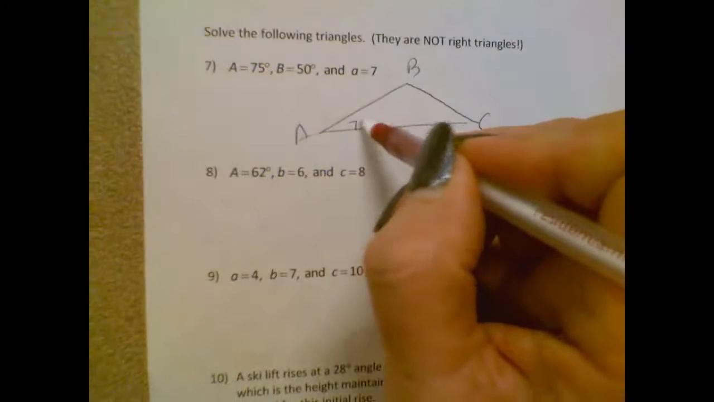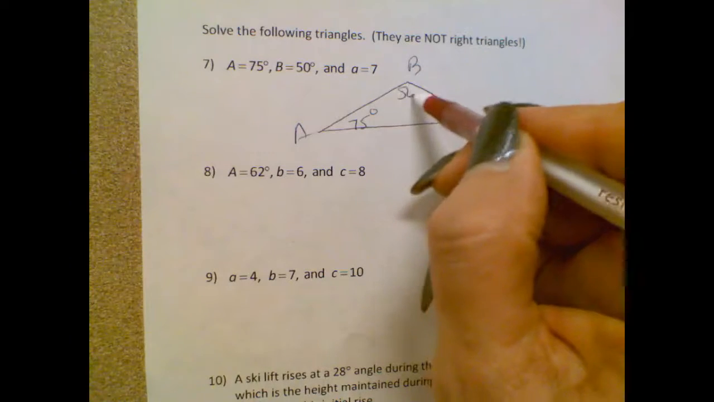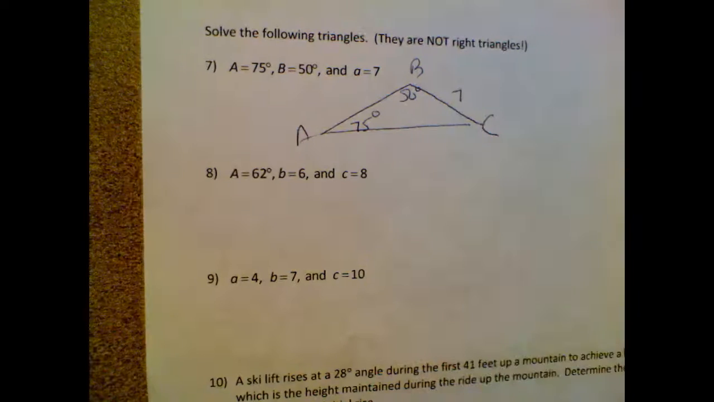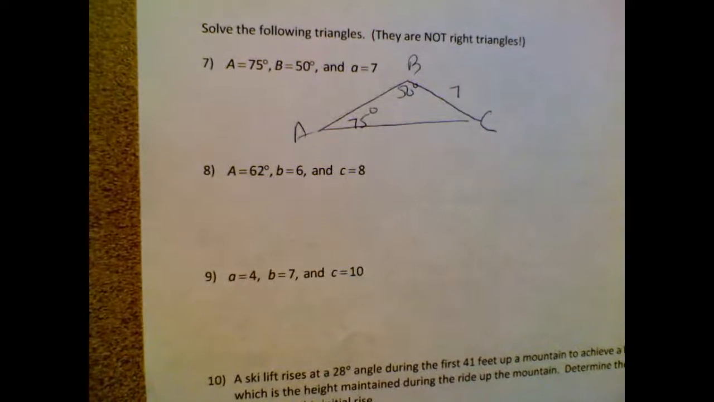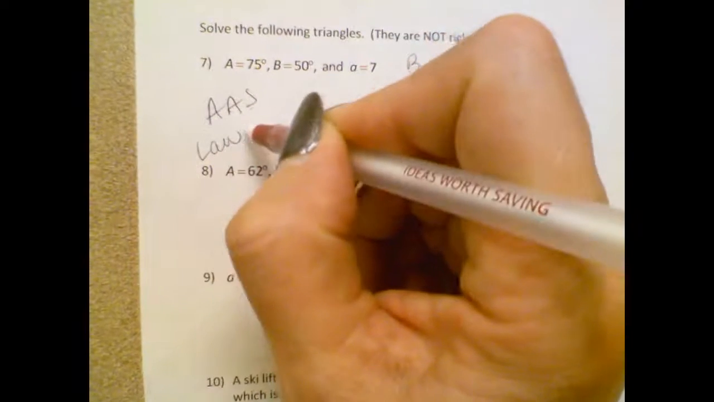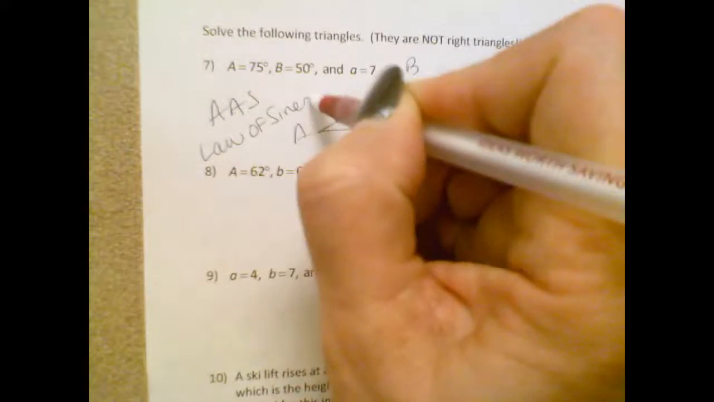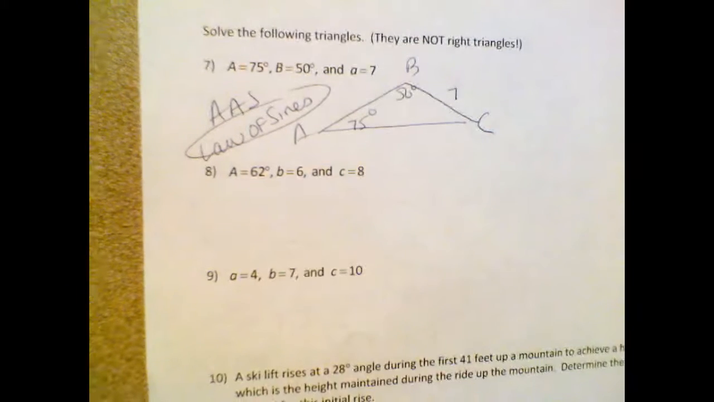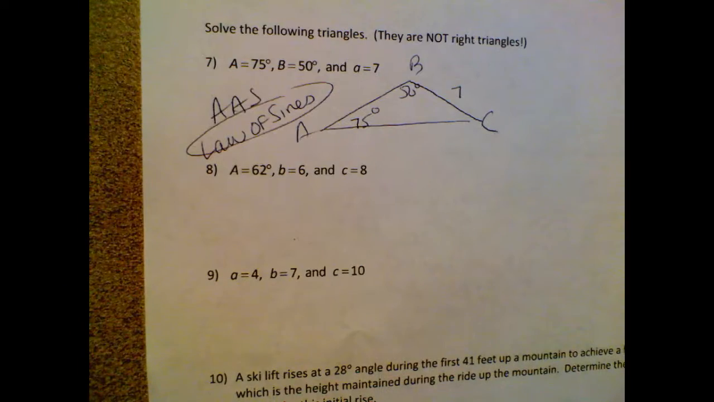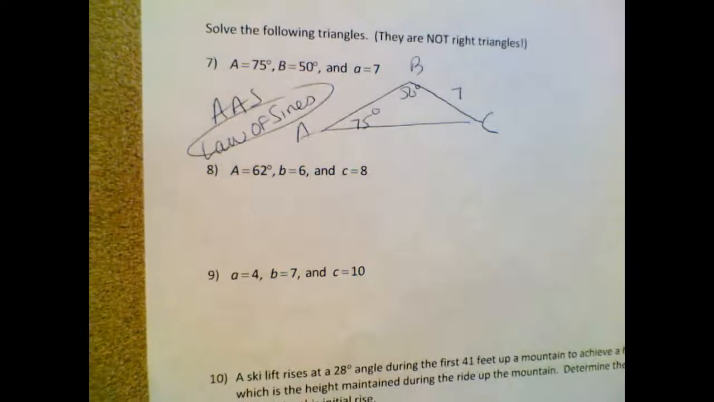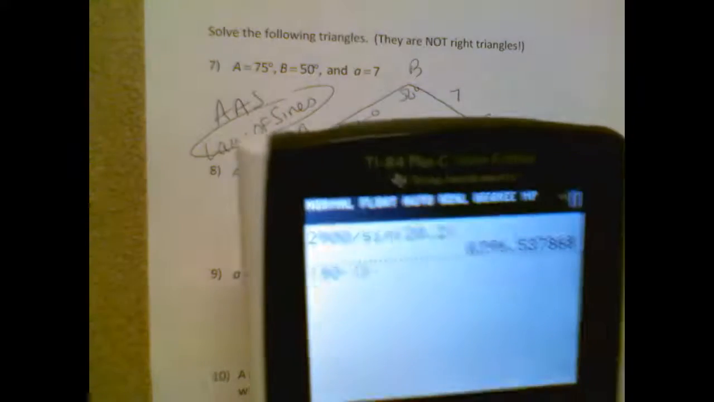Angle A, fill everything in that you know. Angle A is 75. Angle B is 50. Little a is 7. Basically, if you're given two sides, you're going to do law of cosines. And if you're given two angles, you're going to do law of sines. So if you know two angles, this is really going to be AAS. Anytime you're given two angles, you're using law of sines. So if you know two angles, you really know three. How do we find the third angle? Okay, so we're doing 180 minus 75 minus 50.